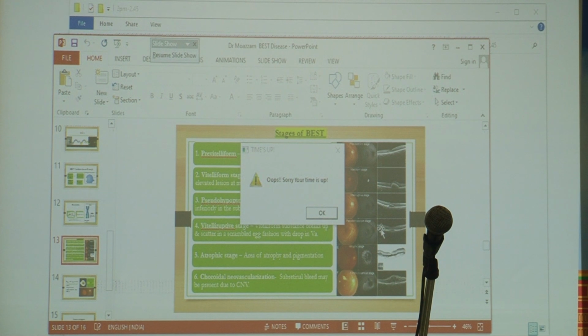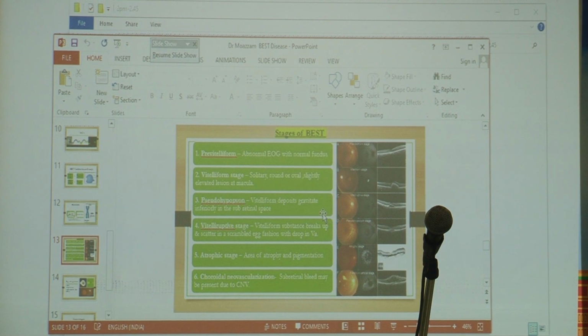Only EOG. We could not do the gene typing as it's not available. Did you do the EOG? Patients could not afford it. Did you do EOG in these cases? Sorry? Did you do EOG? EOG less than 1.5. All the cases? No, one kid, not all the 4 kids.